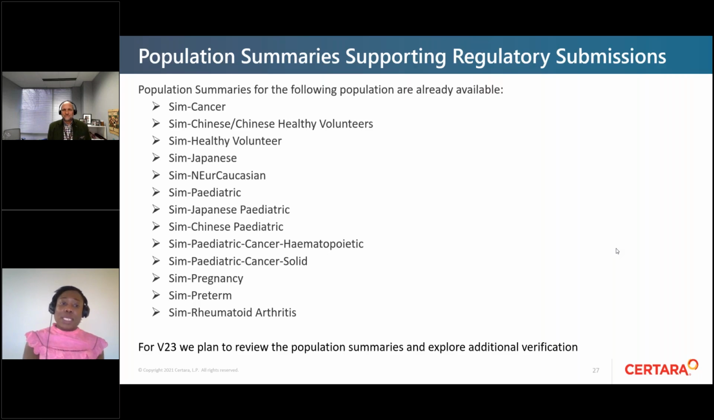So currently in the simulator, we have population summaries for all the populations that are listed here on this screen, and most of them are in version 21. And there's a team that is currently working to extend these population summaries to version 22 and version 23 concurrently.